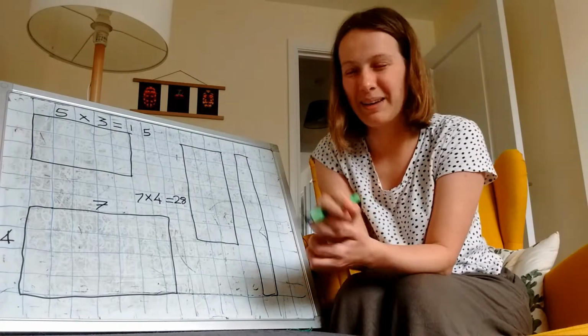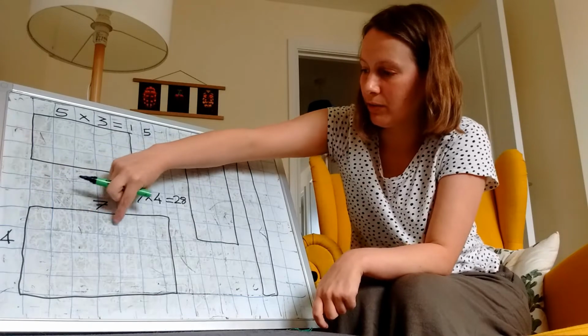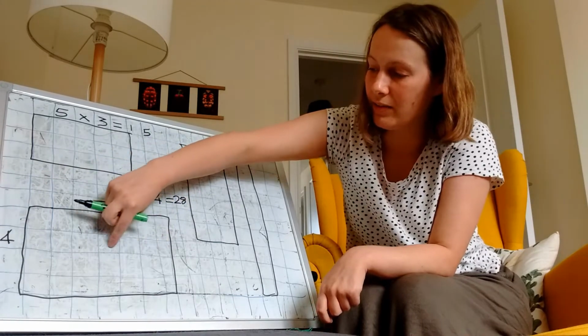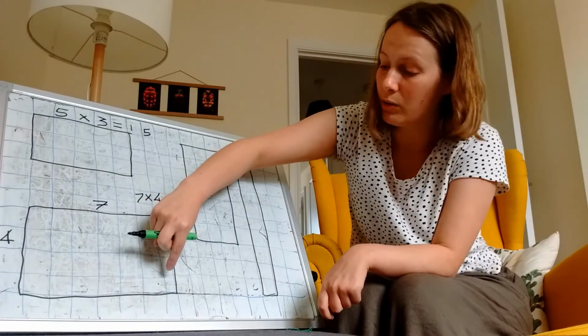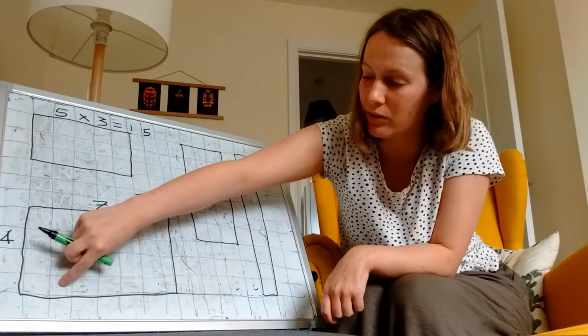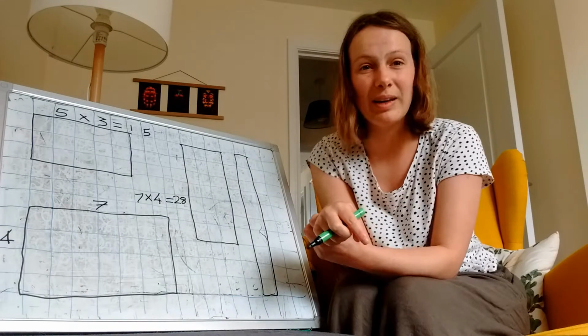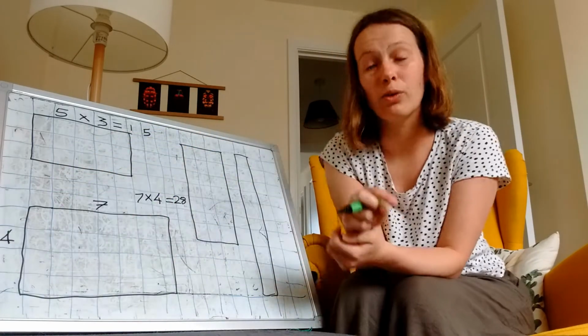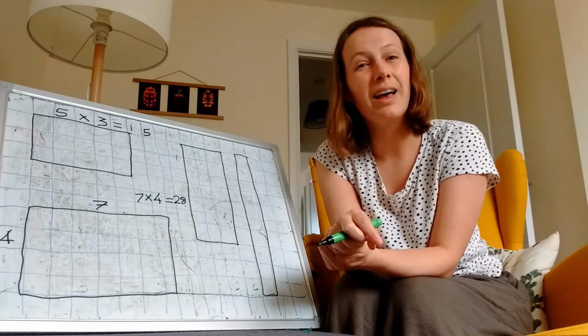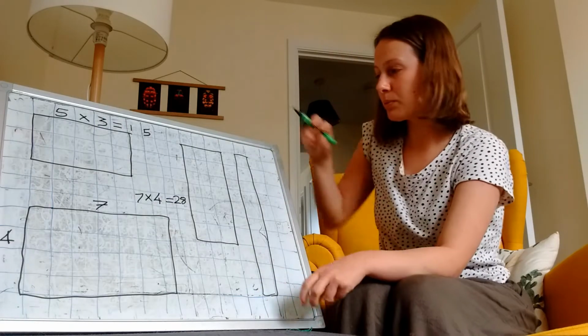Let's check by counting. 1, 2, 3, 4, 5, 6, 7, 8, 9, 10, 11, 12, 13, 14, 15, 16, 17, 18, 19, 20, 21, 22, 23, 24, 25, 26, 27, 28. And that makes sense because we've got 1 lot of 7, 2 lots of 7, 3 lots of 7, 4 lots of 7. I'll take you through a couple more examples.